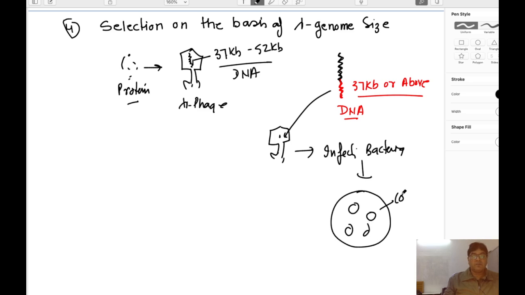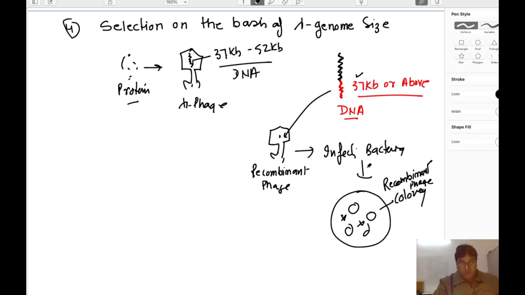So these colonies develop. If any phage has got less than 37 kb size or more than 52 kb size, it will not multiply, the phages will die. But these colonies are of the recombinants, because we know we have made this DNA up to 37 kb size, and then these are the recombinant phage. And any phage less than 37 kb cannot multiply. So in this medium, we will find the plaques with only recombinant phage. So this was the last method.